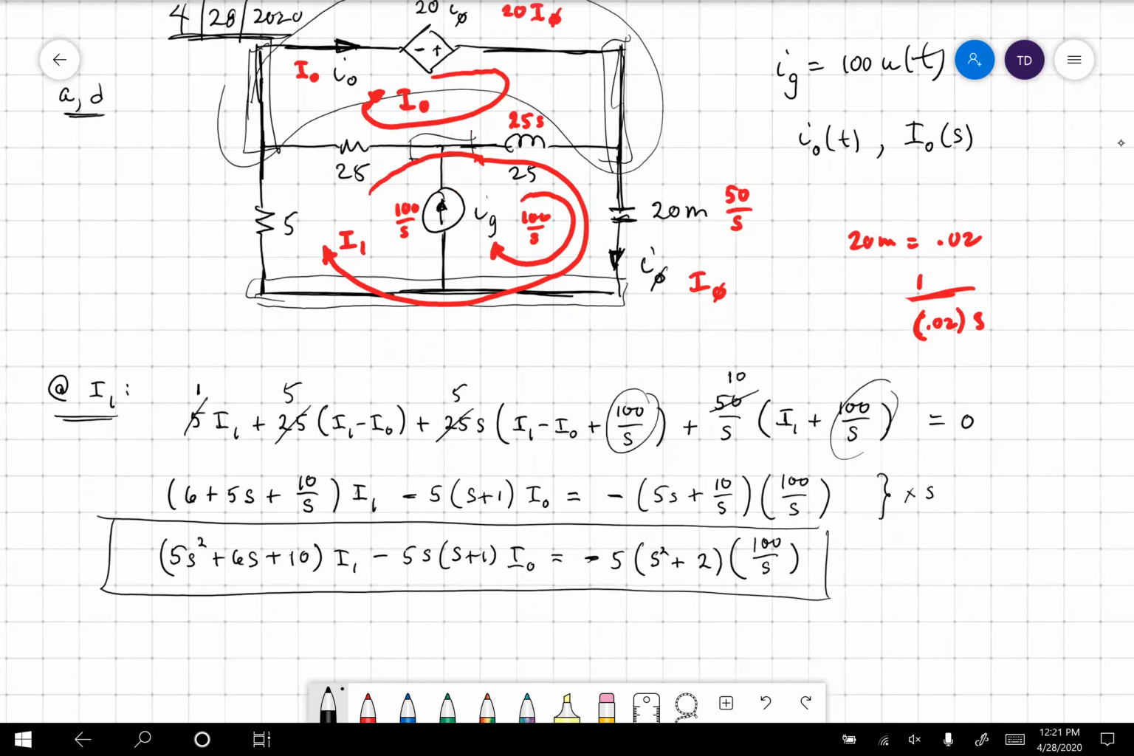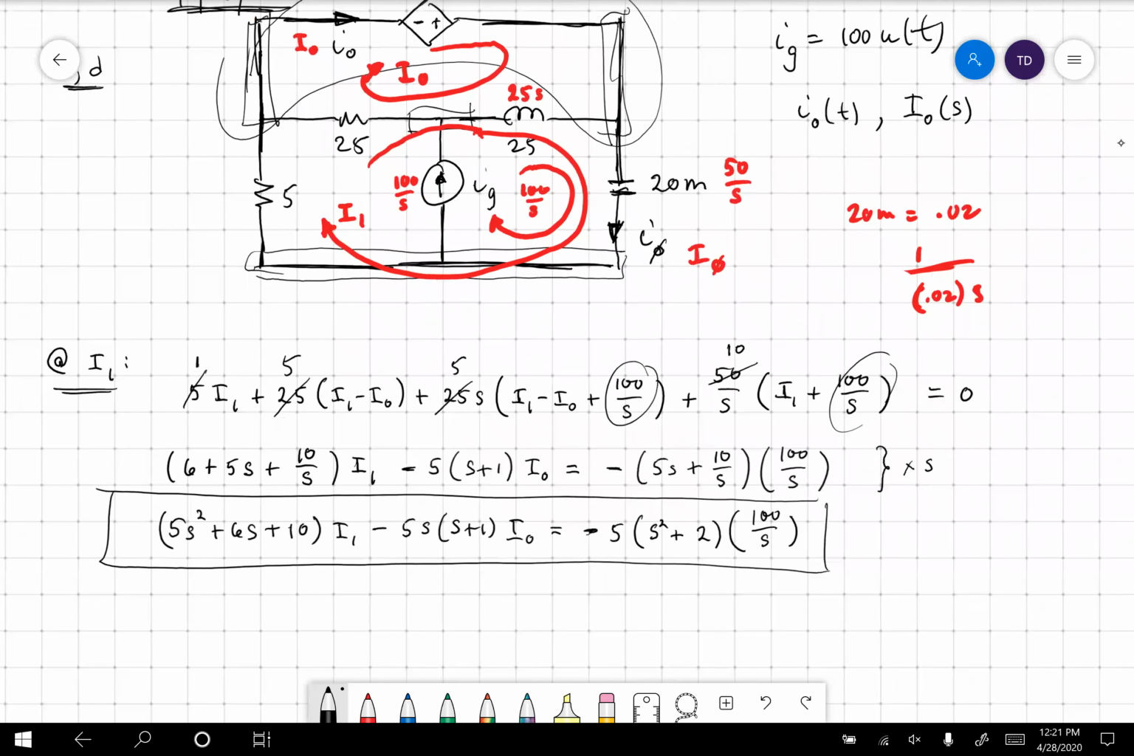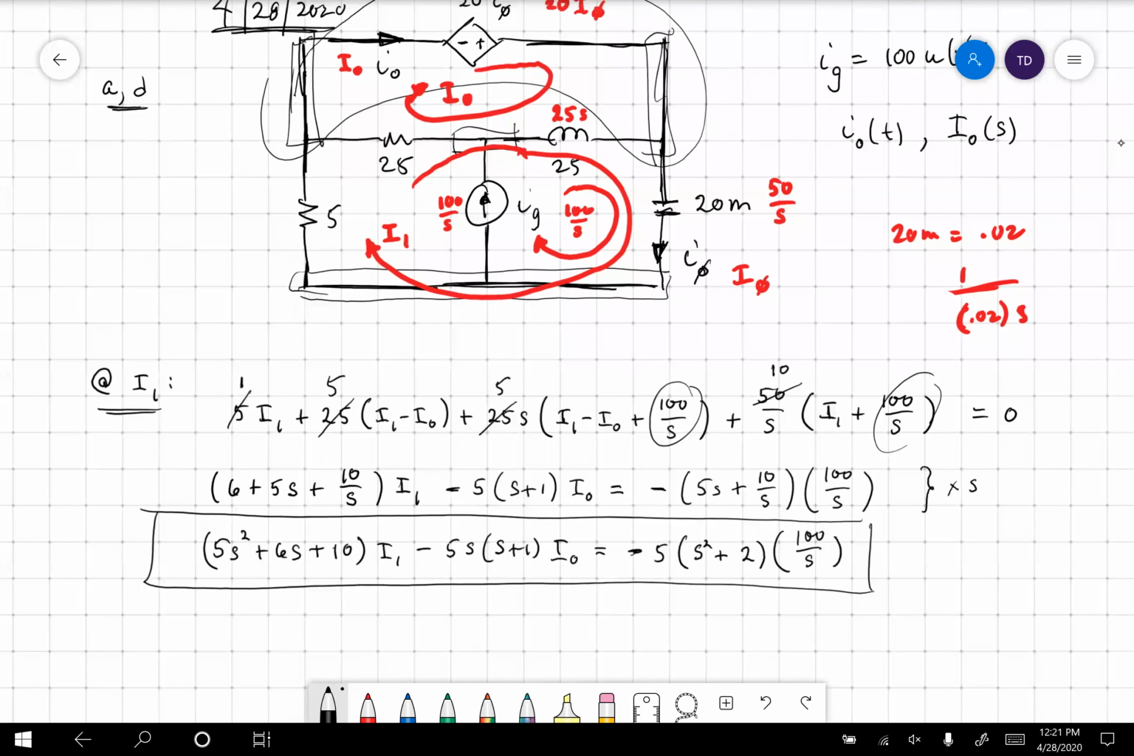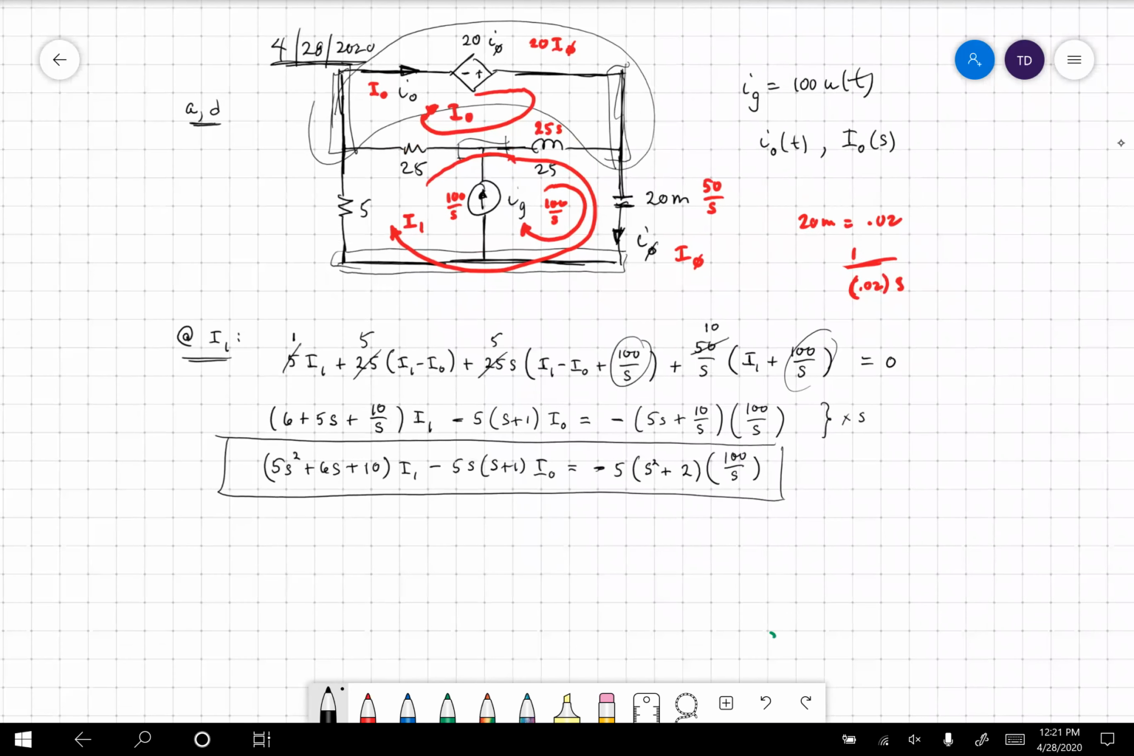Okay, let's try to get our second equation now. The second equation comes from this loop up here. Let's leave it low enough so that we can see it. Actually, let's squeeze this in a little bit so that we can write this equation. Okay, so this is I0. So we have minus 25 times I0, plus 25S times I0 minus I1 minus 100 over S.